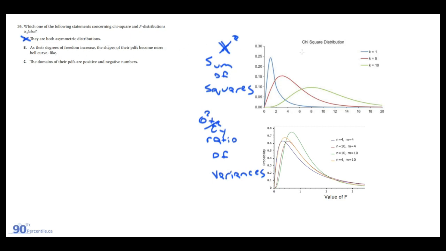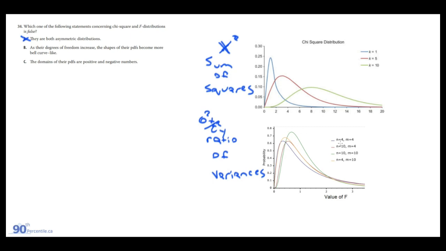So if we come to chi-square, the degrees of freedom is over here. It's the same concept as the t distribution here, just they're labeled differently as k. So you can see with the degrees of freedom of 1, we have this blue graph. And then as we increase to 10 in the green graph, it does become more bell curve-like. So that's true. And it's the same case for the F distribution.